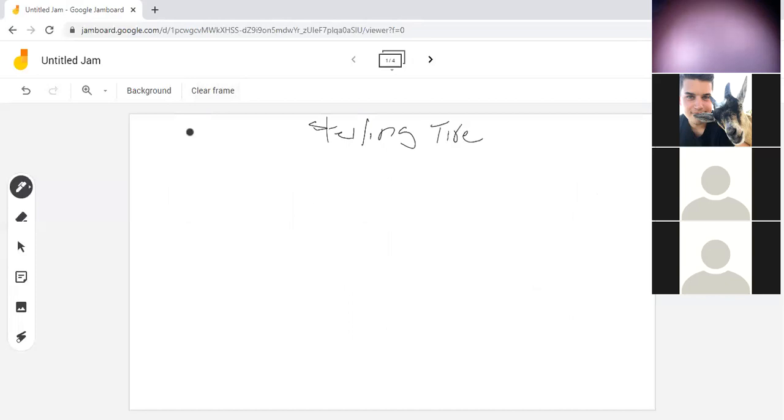Yeah, that's supposed to be Sterling Tire, but this board is not writing so well. I'm not sure if my internet is too slow or something, so things are not going to look as even as they should.